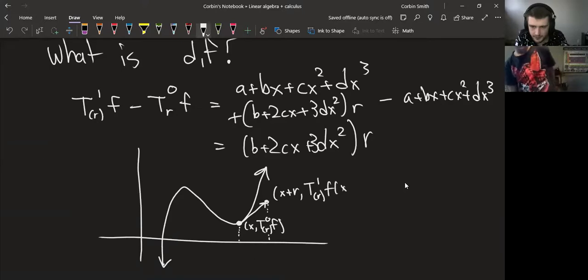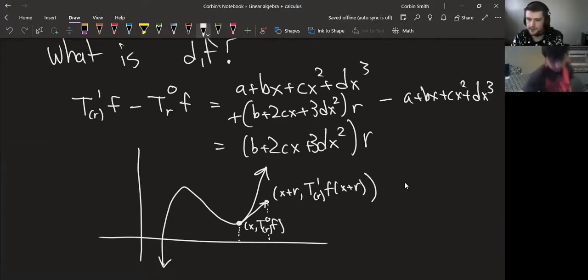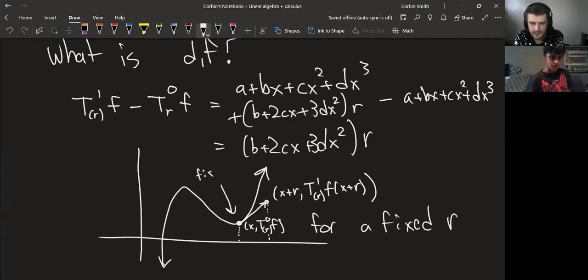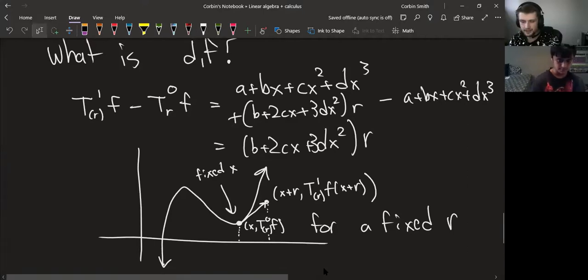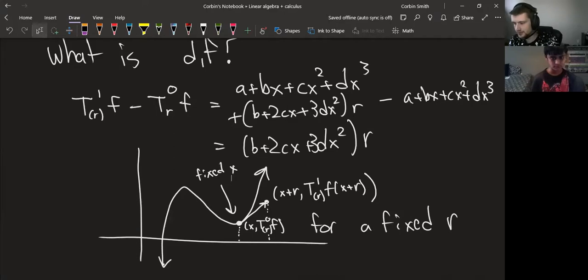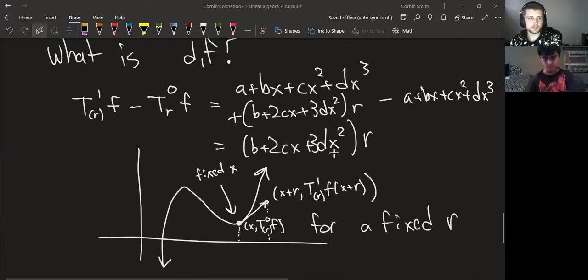F of x plus r, so for a fixed r. And then a fixed x would be similar. This will be fixed x. Let me just show you what I mean. I'm going to use capital X for fixed x, but let's do this in GeoGebra, because I want us to notice something about this function.